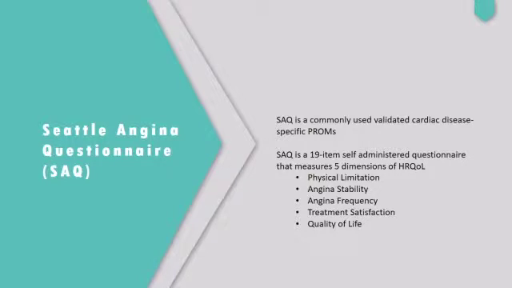And I would want you to picture this like question 1 to question 9 being aggregated into one, and that is what is known as the physical limitation domain. So these 19 items are being grouped into subgroups, and that is what is known as a domain. So we have 5 domains: physical limitation, angina stability, angina frequency, treatment satisfaction, and quality of life.